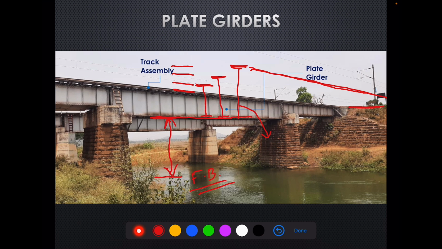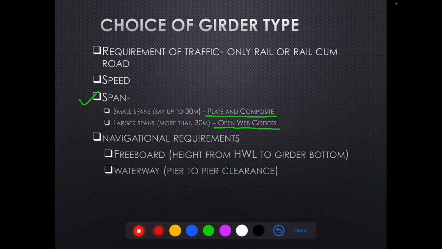So because of these limitations, it has been observed that up to 30-meter plate girders and composite girders are suitable, and beyond 30-meter open web girders are the natural choice. Then come the navigational requirements, as I have already explained.